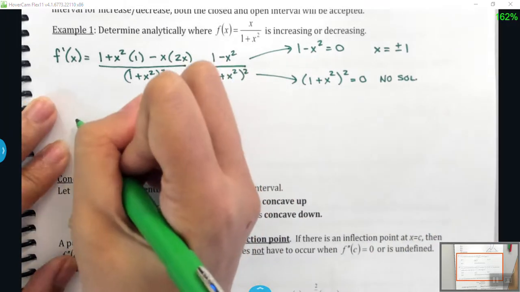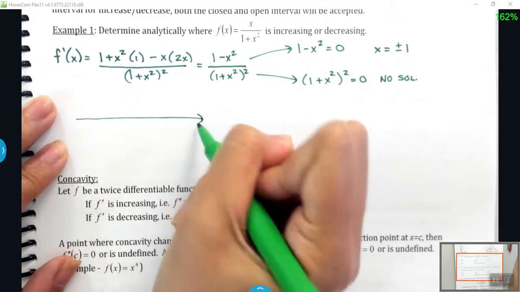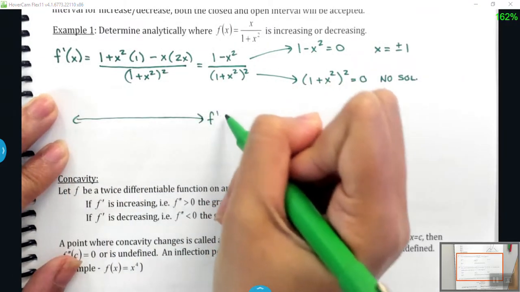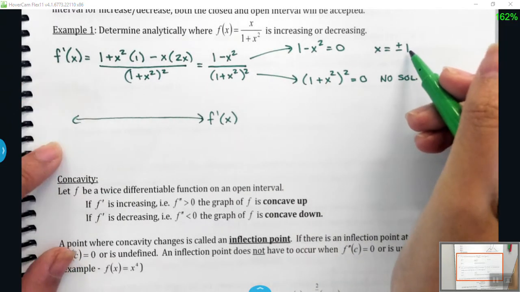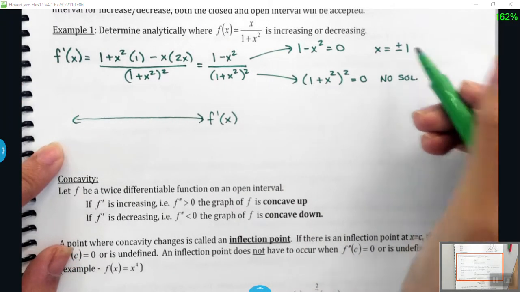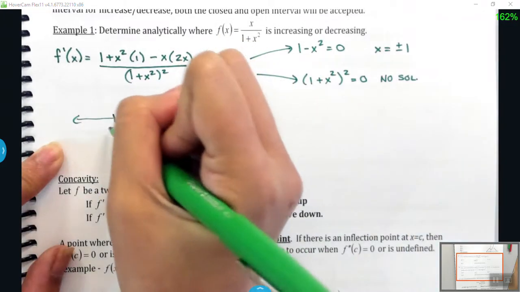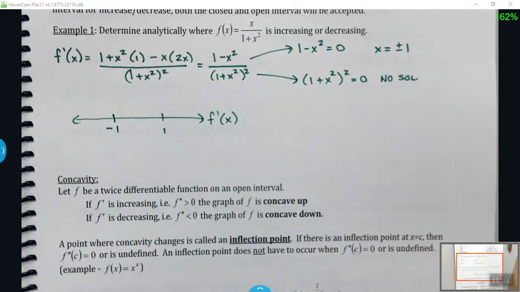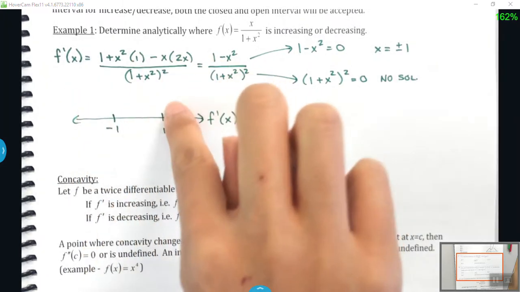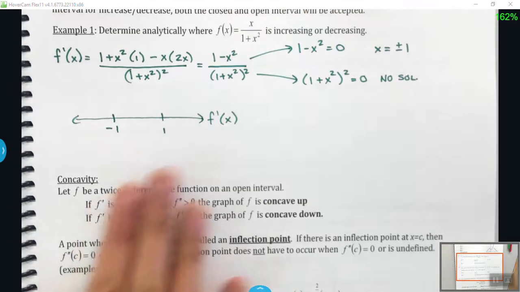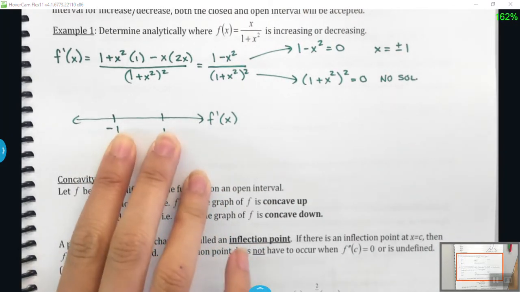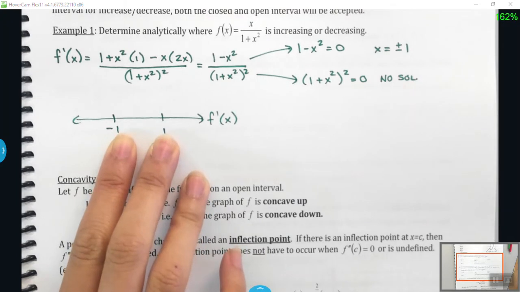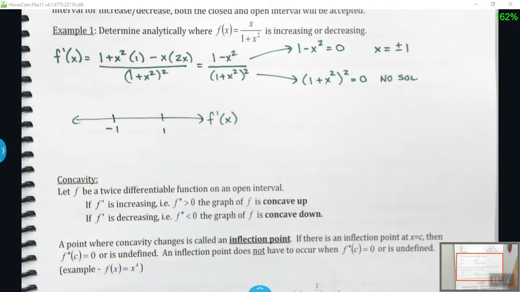Okay, now we do a number line. Label your number line. Always got to label. Put your critical values on here. We'll talk about critical values later, but there are these 2 points. And then we're going to test numbers in these 3 sections just to see what the first derivative is doing, because we know at these locations it hits 0. So when it hits 0, something funky is happening. It might change from negative to positive.